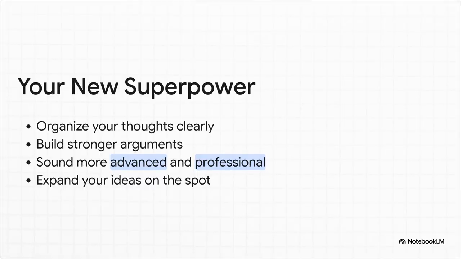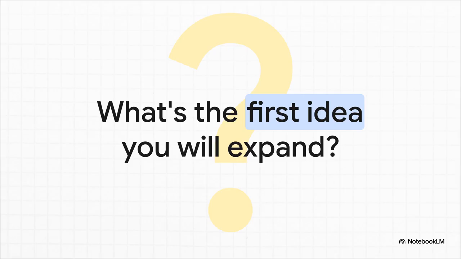So let's just recap what this new superpower actually gives you. One, you can organize your thoughts on the fly. Two, you can build arguments that are so much stronger and way more persuasive. Three, you're going to sound more advanced and professional instantly. And four, like we just saw, you can take one tiny idea and expand it into a full-blown, intelligent talking point. Look, this isn't just some abstract theory. This is a practical tool you can start using literally the second this is over. So my question for you is pretty simple. What's the first idea you are going to take and expand using these logical bridges? Give it some thought.